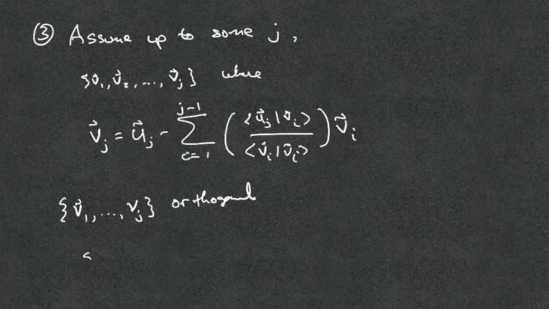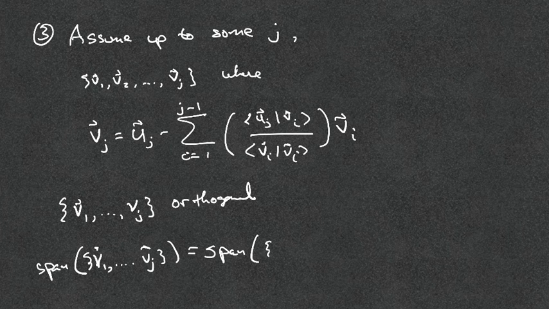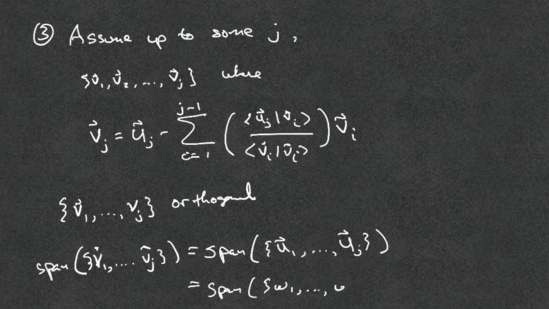And furthermore, that the span of our set v1 up to v sub j is going to be equal to the span of our u1 up to u sub j, and hence, since they're just normalized, the span of w1 up to w sub j, where our w sub j is just going to be the normalized version of v sub j.